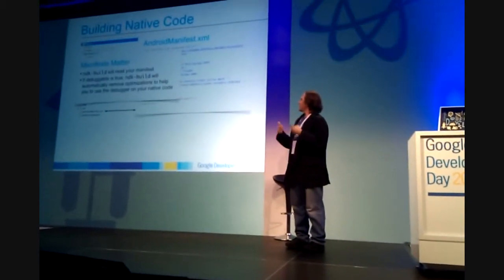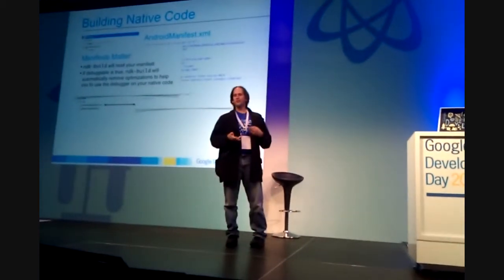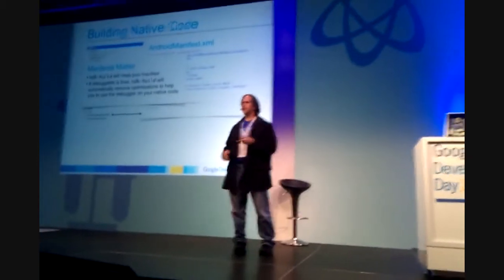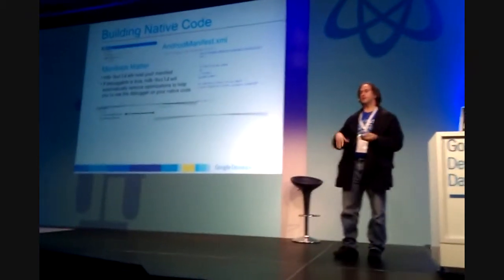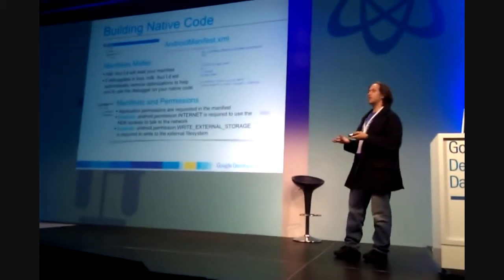Because, first of all, NDK build is going to read your manifest. If debuggable is true, it's actually going to automatically remove optimization to help you debug your code. So it's going to try to help you out, but you should note that. You can override it if you wanted to, but by default, it's going to do that. And secondly, it's the only way to get permissions.